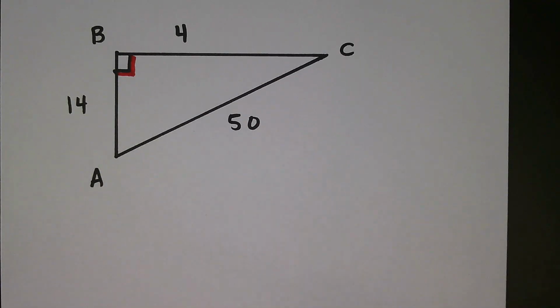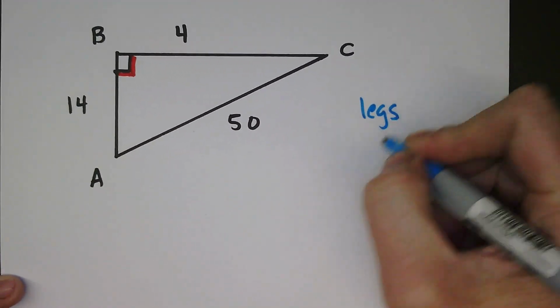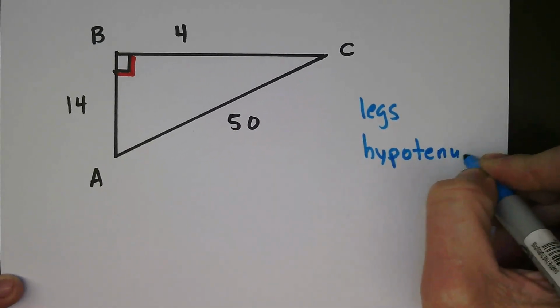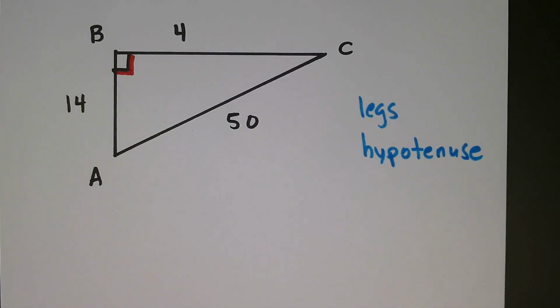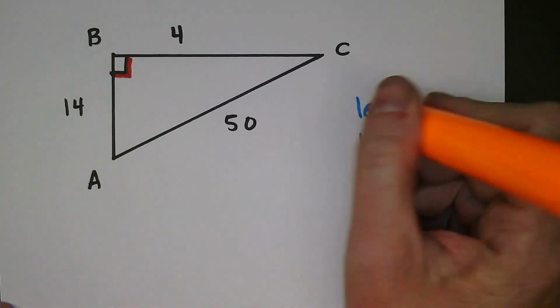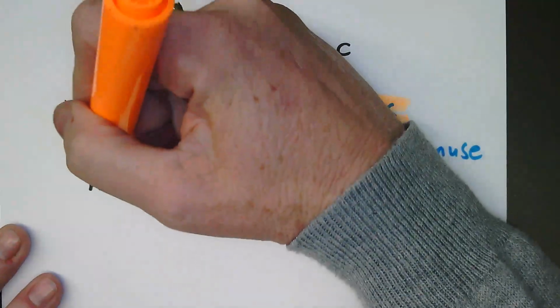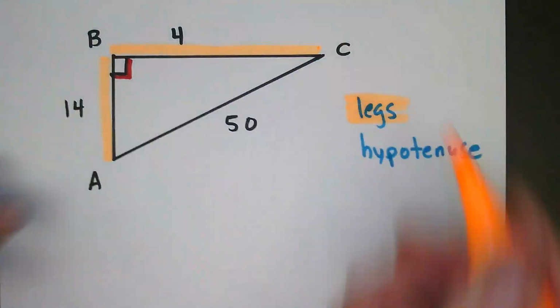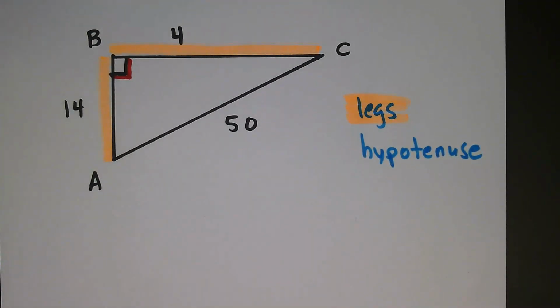We're going to use legs and hypotenuse for the sides of the triangle. So we're going to do legs. There's going to be two of those, and then we have hypotenuse. Hypotenuse. I'm pretty sure I'm spelling that correctly. So the legs are the two sides that form the right angle. So my legs here, I'll try to color code them. The legs are going to be this side right here, BA, and then this side right here, BC. They make the right angle.